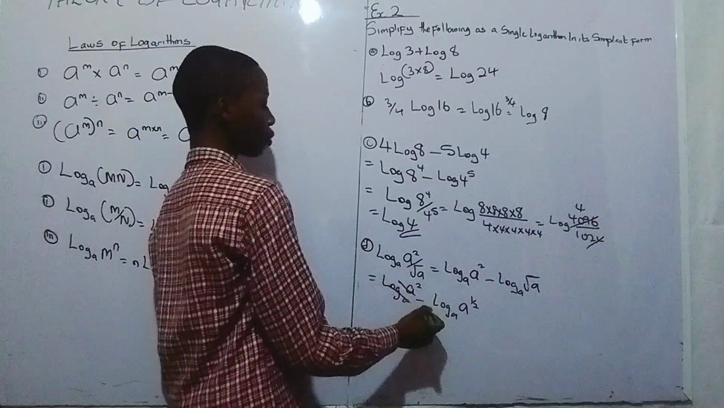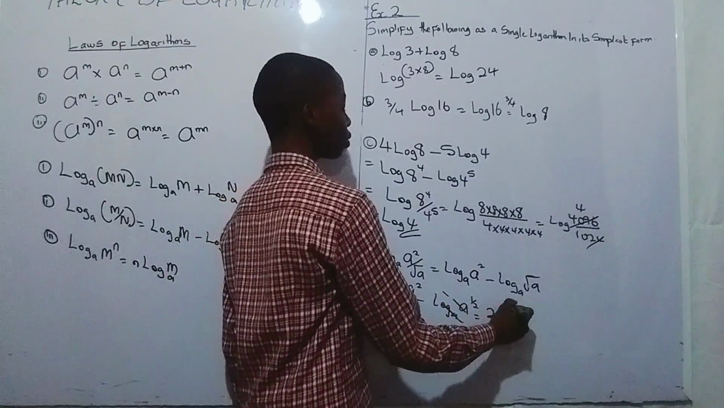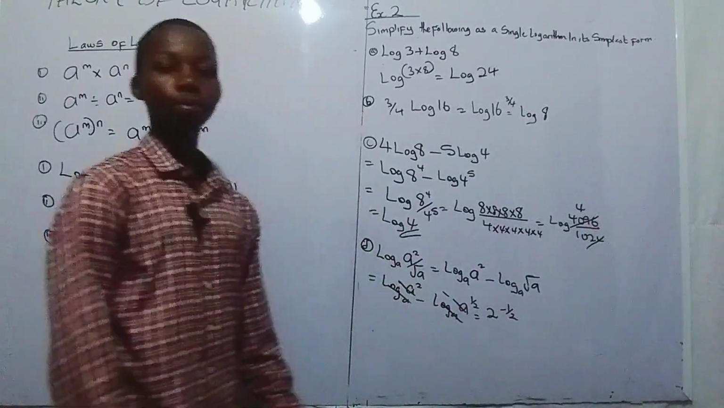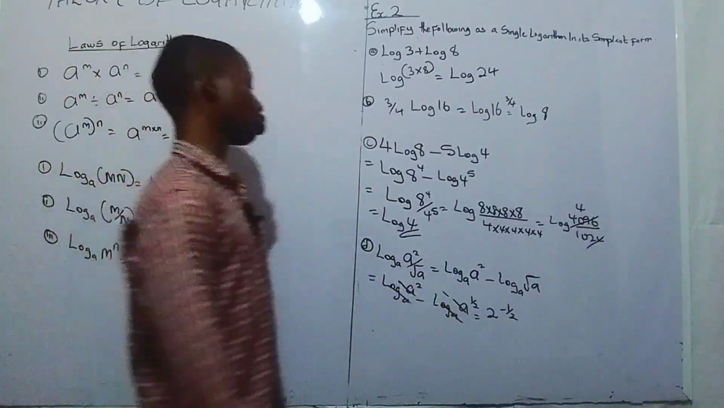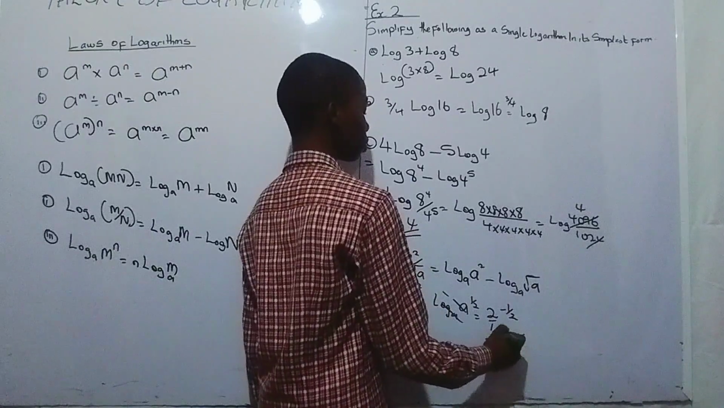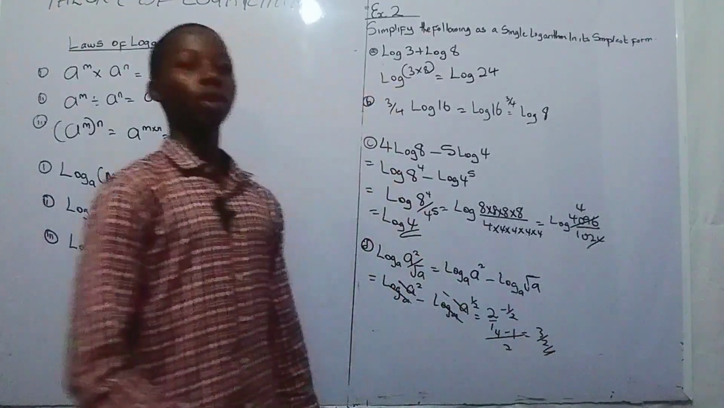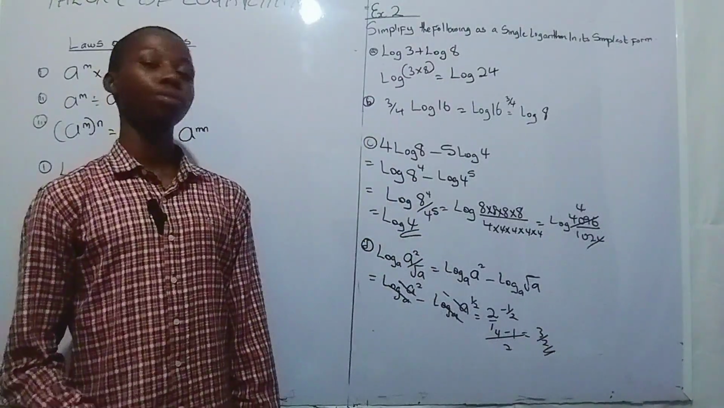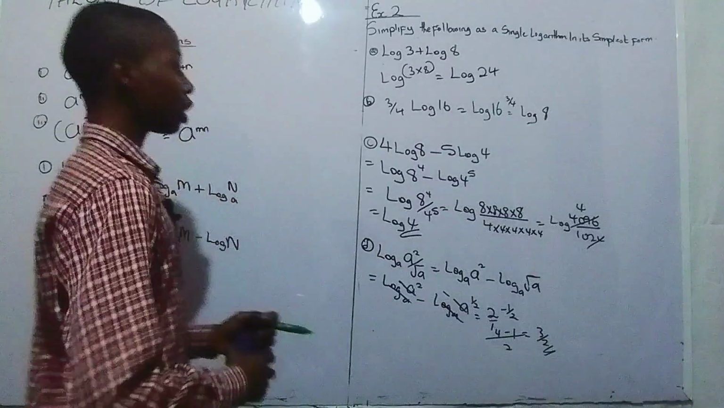Log a base a cancel each other. We have 2 minus 1 over 2. So 2 minus 1 over 2, that is over 1. That should give us 4 minus 1 over 2, which is 3 over 2. That's the final answer. So as for the last question.